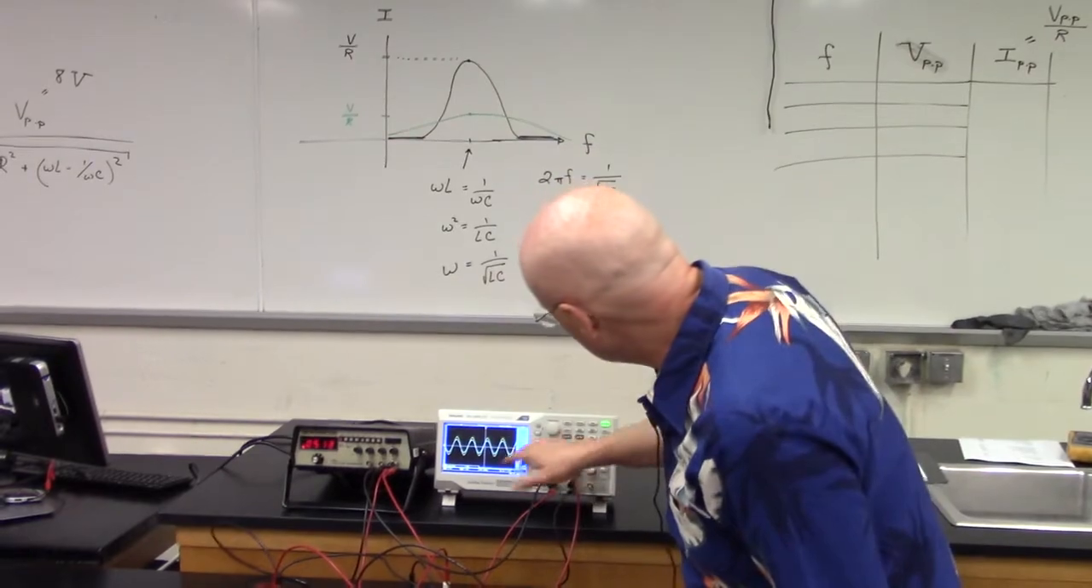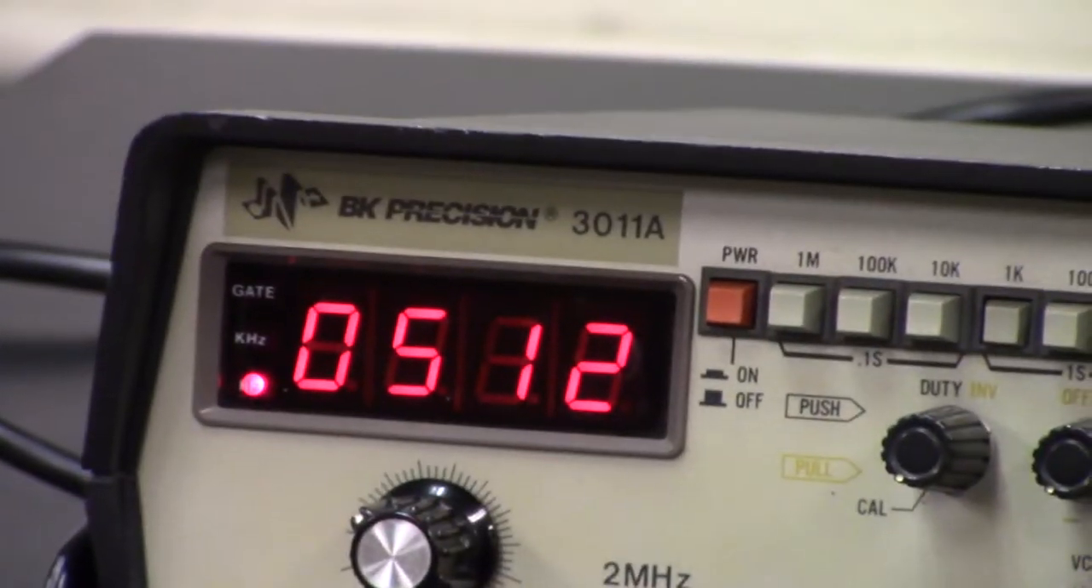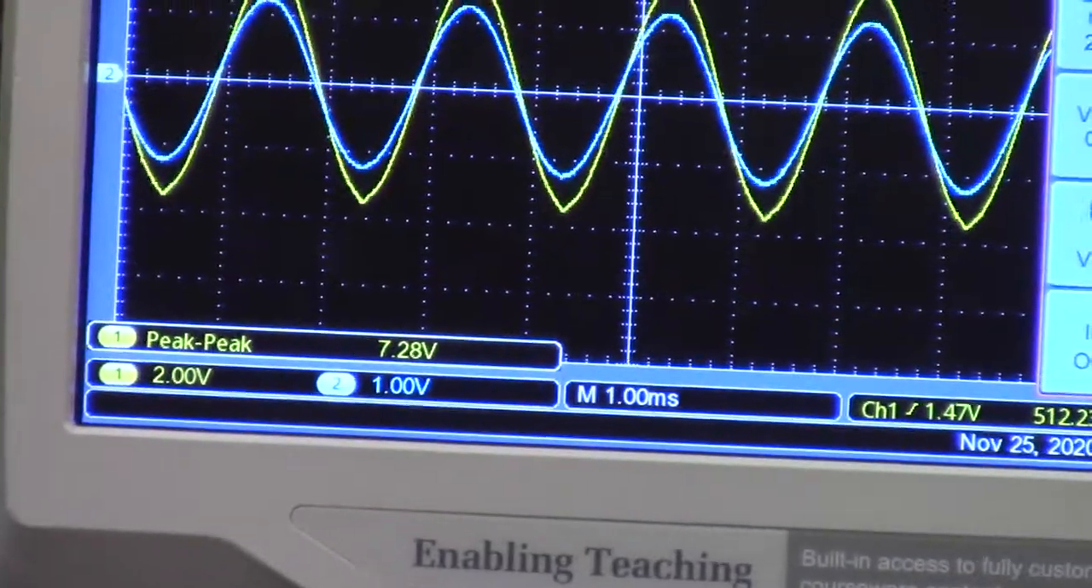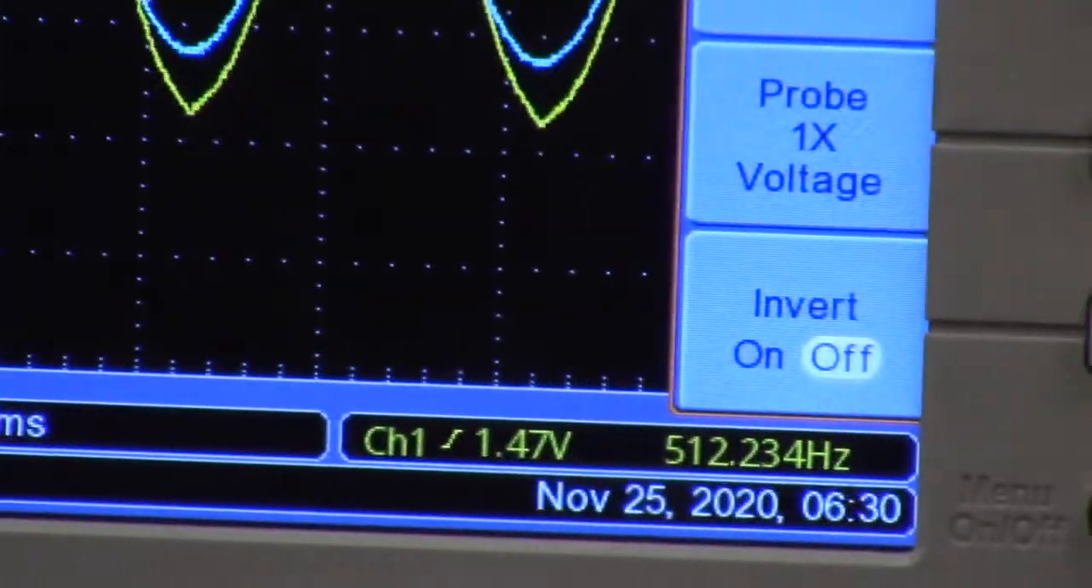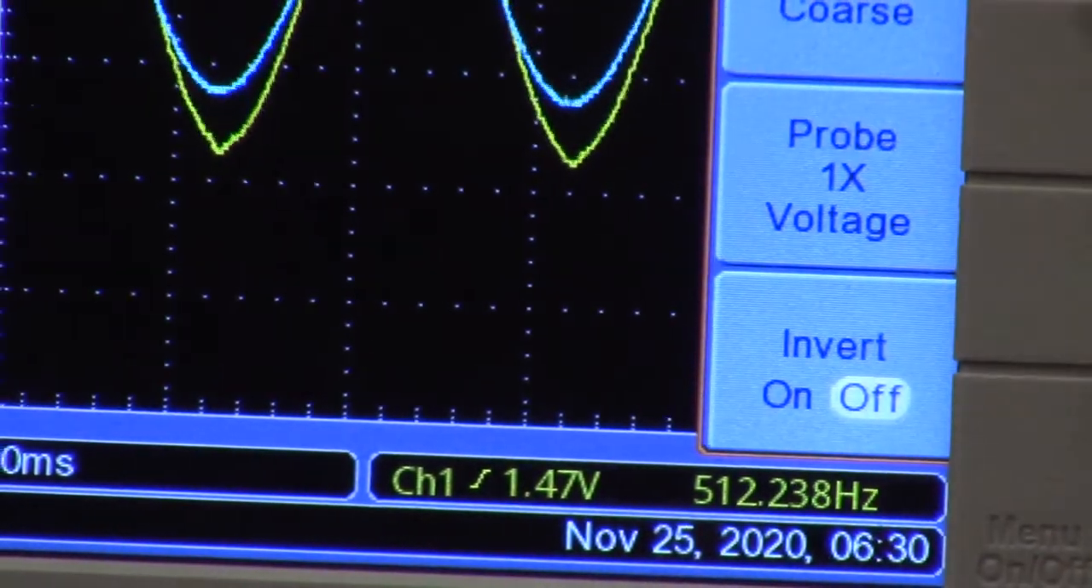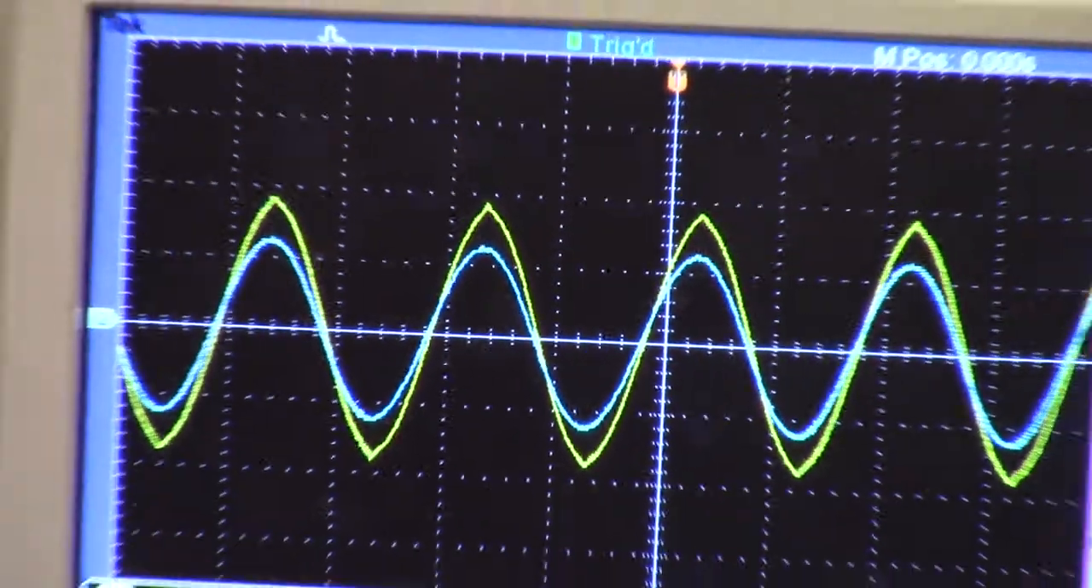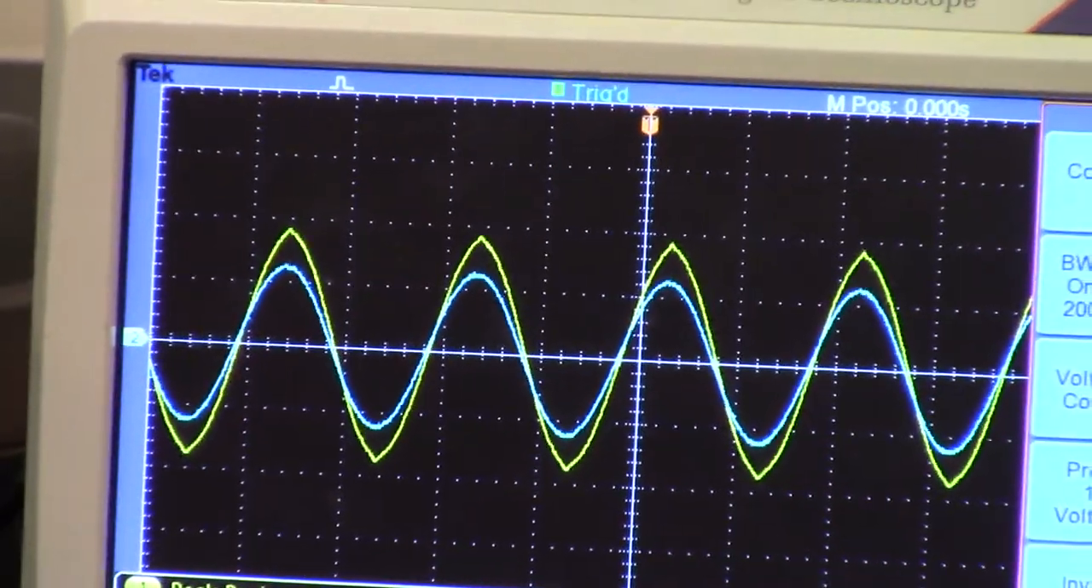But if I just look at the number, it says 512 on my scope, and it also says 512 on my signal generator. So I have a good idea that the magical or the resonant frequency is about 512. Maybe a little higher or a little lower. It's kind of hard to tell if those peaks are exactly aligned. In fact, to me, it doesn't look like they're exactly aligned. They're a little bit off, and we'll check that out.